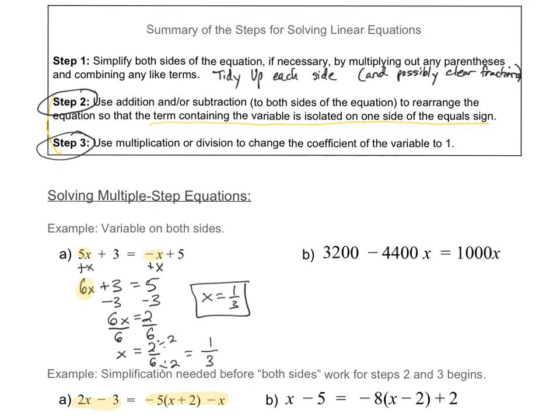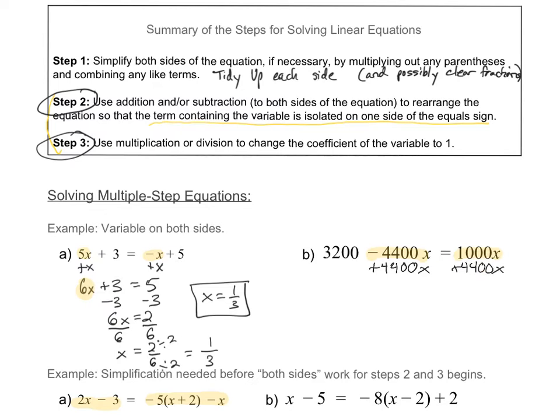And you can check your answers on these as well. We'll go through some examples on this page of checking as well. So let's take a look now at part B. For part B, we are going to try to get the variable term, again, on one side of the equation with nothing with it. And so I think the easiest way to proceed here is to use addition of 4,400x on both sides.